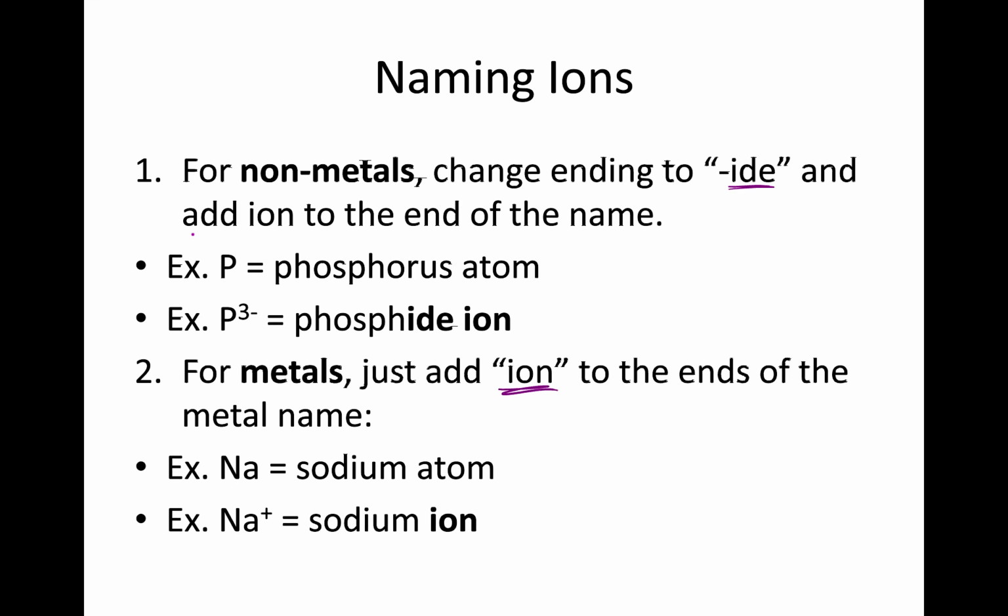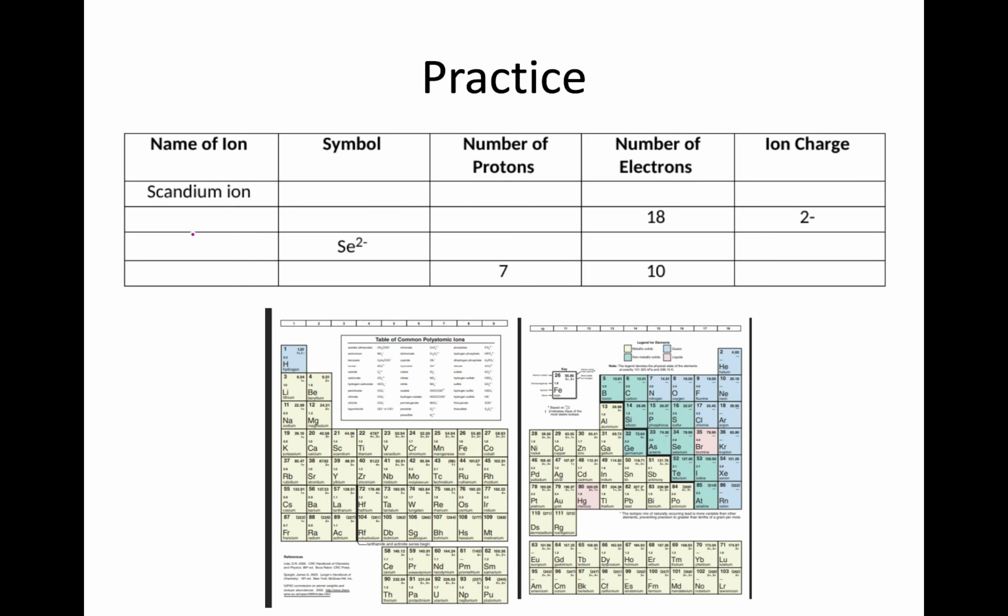So for nonmetals, change the ending to -ide, just like you would when naming molecular and ionic compounds. But again, we just want to add on "ion" here. So here's a little bit of practice with naming. This is mainly ions, but I'll add one on at the end to show the difference for an atom.